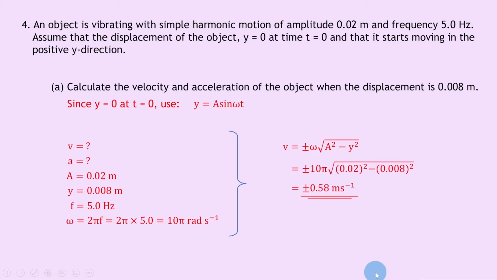Then to find the acceleration, we can use our general expression for acceleration in SHM, which is a equals minus omega squared y.